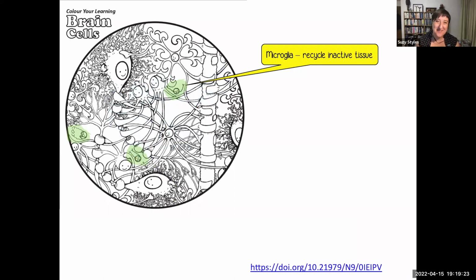I always like to mention the microglia because they are the trash recyclers of the brain. I've already mentioned that any brain parts that are not in use might end up being recycled. So the microglia are involved in that active process.